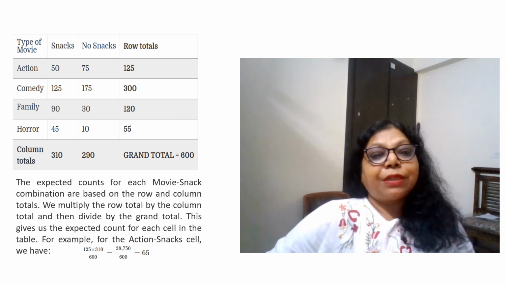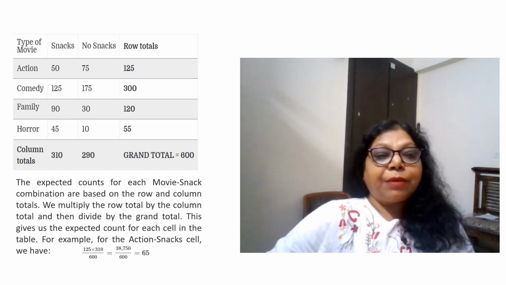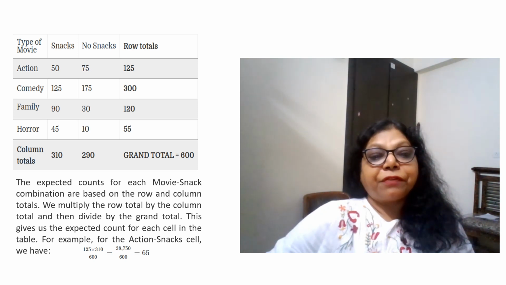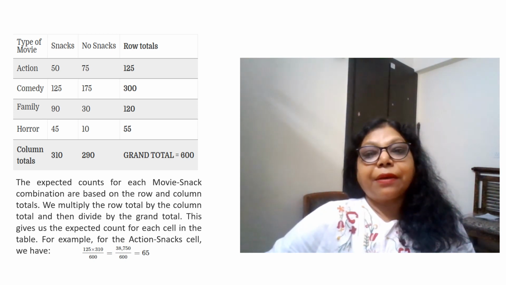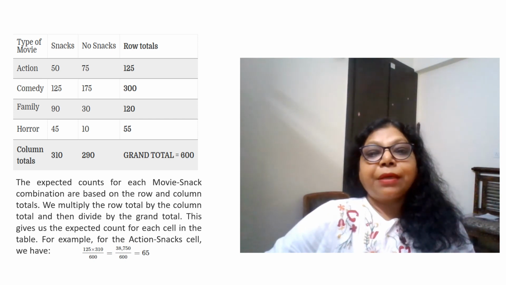Then action movie it is 125. For comedy movie it is 300. For family movie it is 120, and for horror it is 55. So grand total is 600. The expected counts for each movie snack combination are based on the row and column totals. So we multiply the row total by the column total and divide by the grand total. This gives us the expected count for each cell in the table.